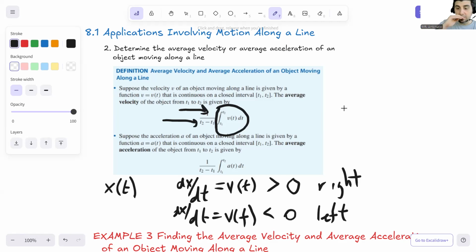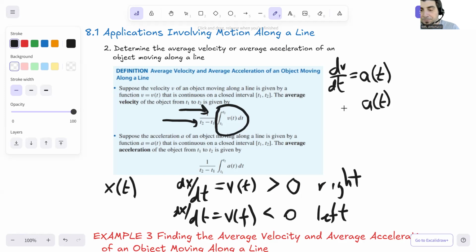Now, if this was vertical movement, it'd be moving up if the velocity is positive and down if the velocity is negative. And remember the connection here, velocity is the derivative of position. Similarly, dv dt, or the derivative of velocity, is the acceleration function. So if the acceleration is greater than 0, then the velocity is increasing. And then if the acceleration is negative, then the velocity is decreasing.